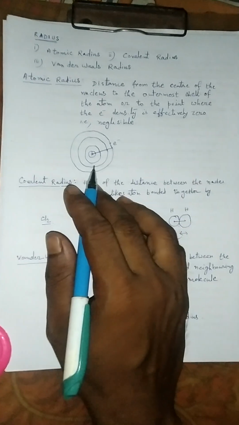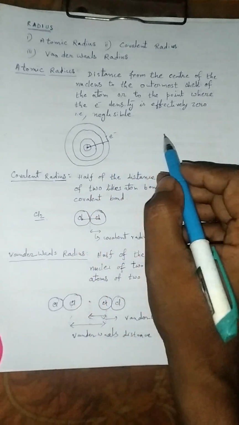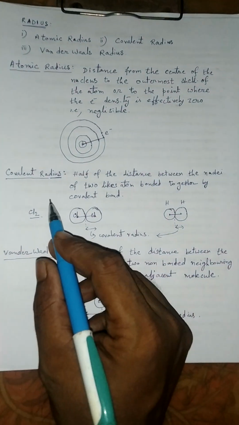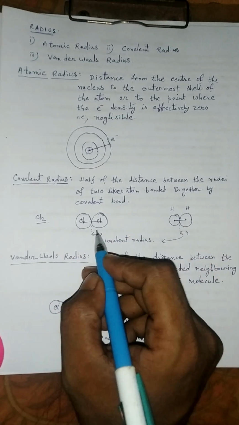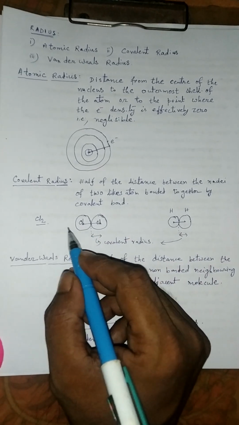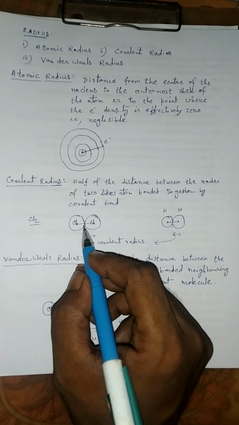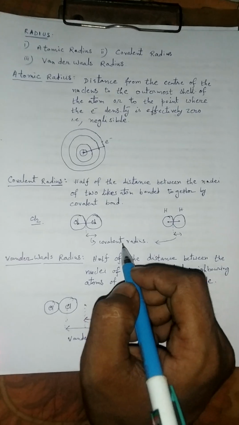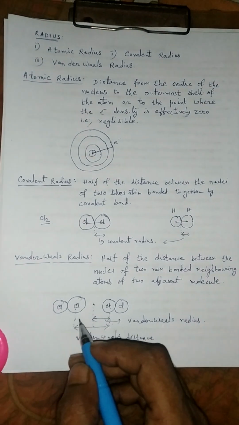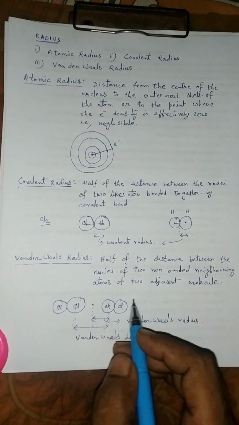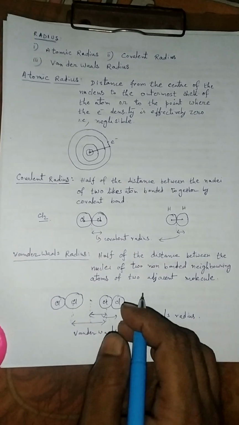So atomic radius is for a particular atom, covalent radius is for when two atoms form a molecule, half of the bond length is called the covalent radius, and van der Waals radius is for two adjacent molecules.